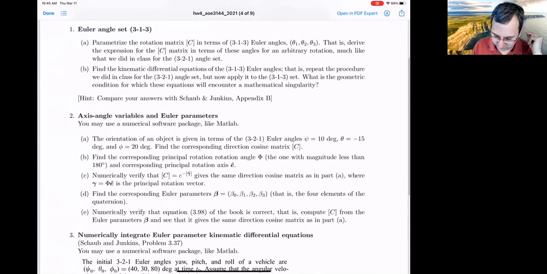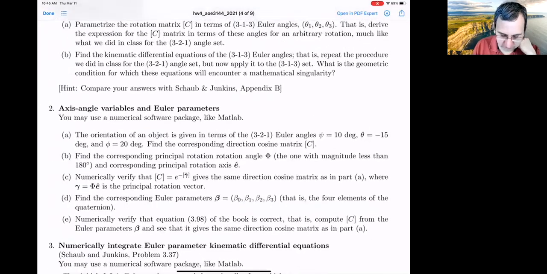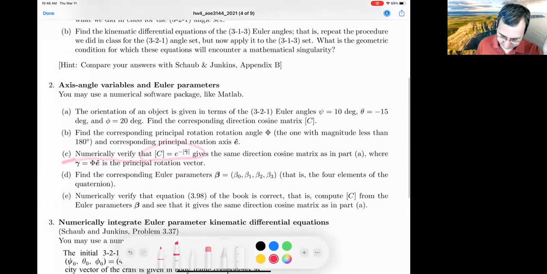And then what we did today was something a lot like problem 2. So the axis angle variables and Euler parameters. You could use a numerical software package like MATLAB. From a yaw, pitch, and roll angle, you'll get the cosine matrix. It's okay with me if you use the code that's provided for all of these. I think for the numerically verifying, you might not be able to do that, maybe not for this one. I don't know. And then equation 3.98 using the Euler parameters.